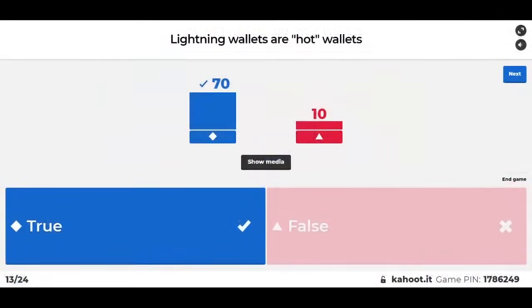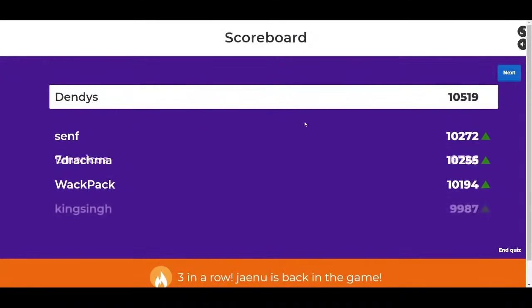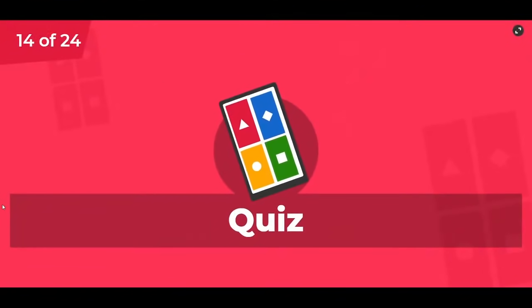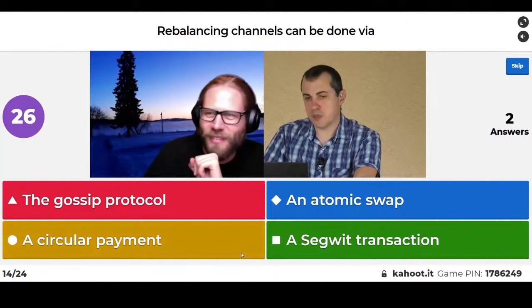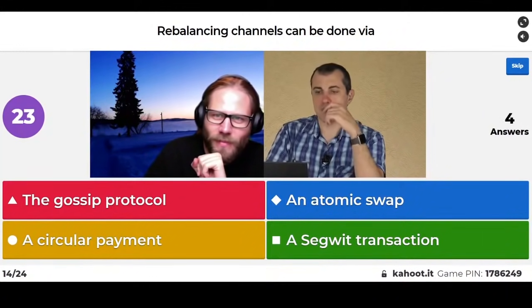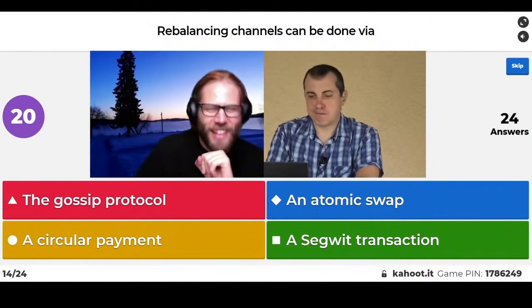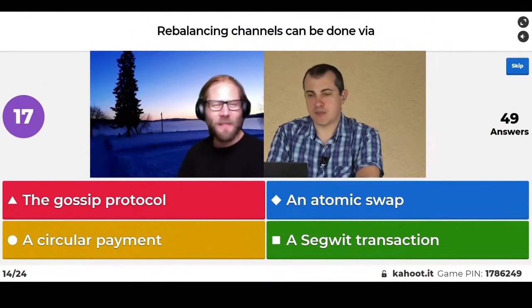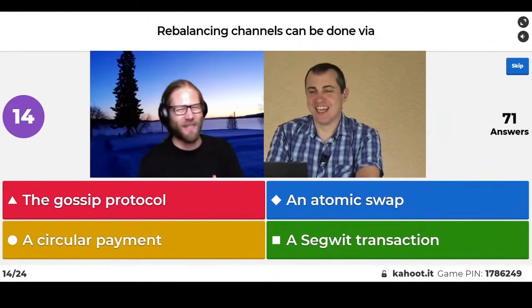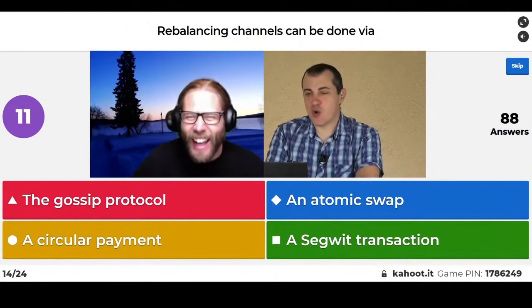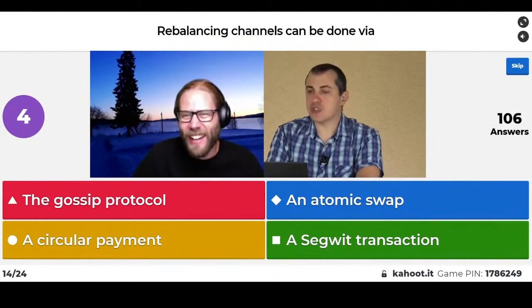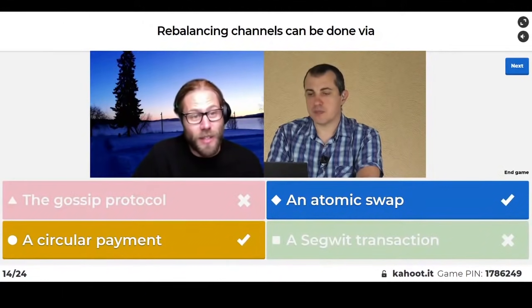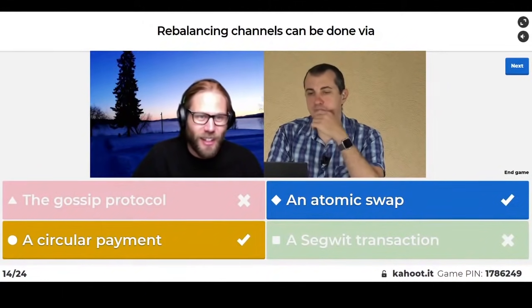Okay, let's progress. Things are getting hard. Question 14: rebalancing channels can be done via... Andreas, do you think I should make the game a little bit more difficult by confusing the audience when the questions and the answer possibilities are there? I think it's already hard, honestly. Oh, yeah, I think so too. I agree. A lot of questions only get about two-thirds of the audience or maybe half the audience answering. Yeah, but that shows actually how important it is that we're writing the book. We need to get that knowledge out.